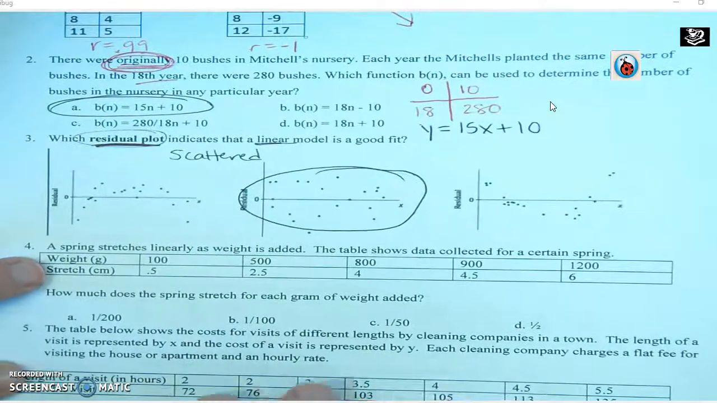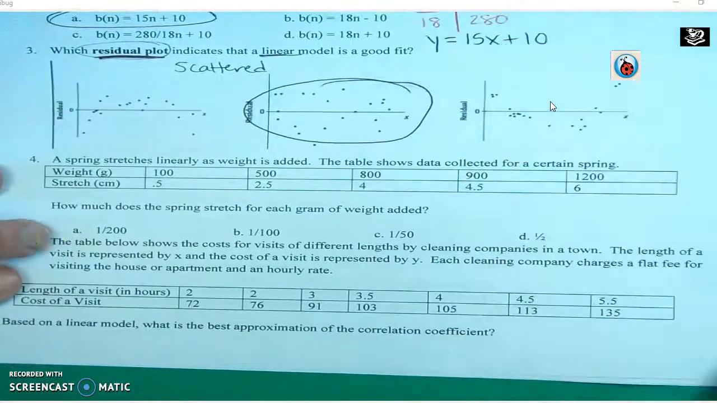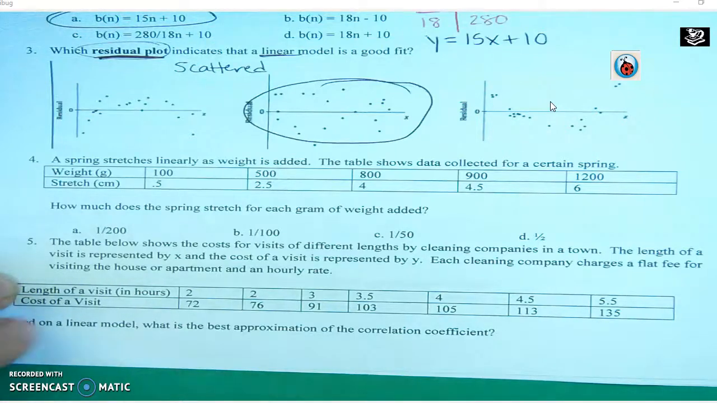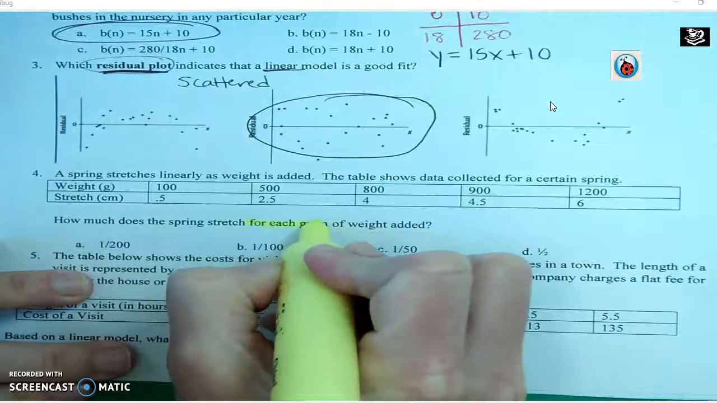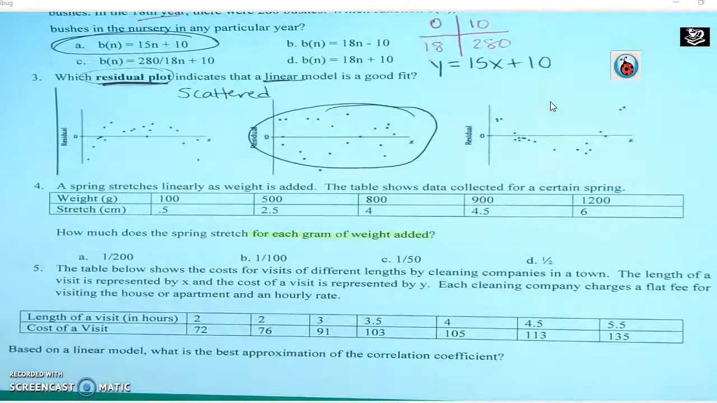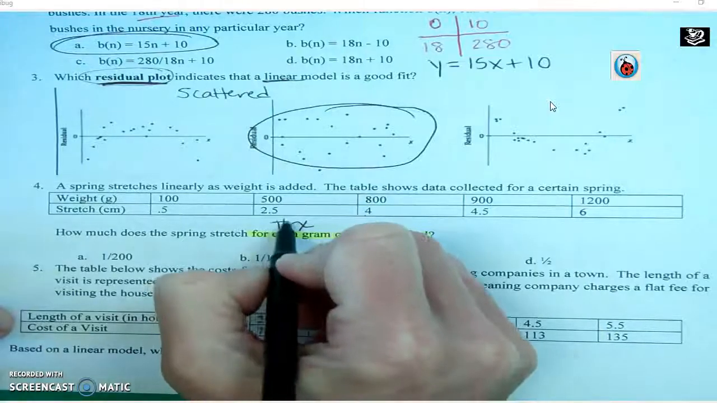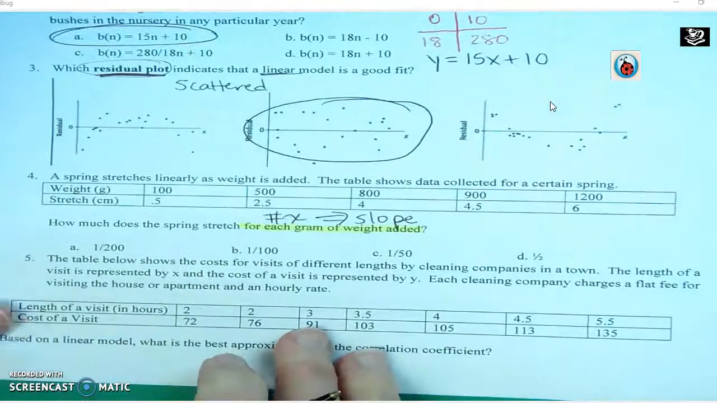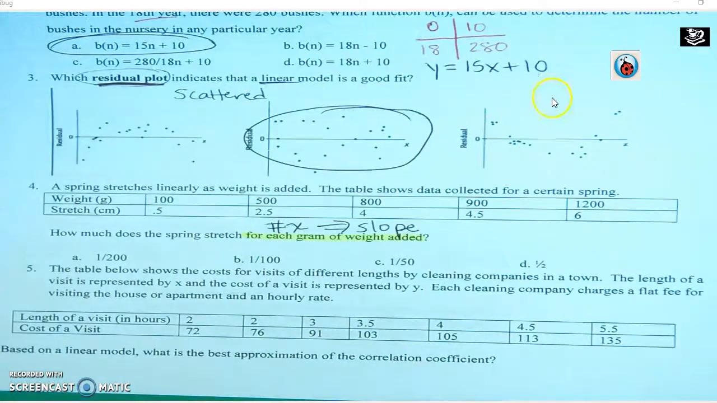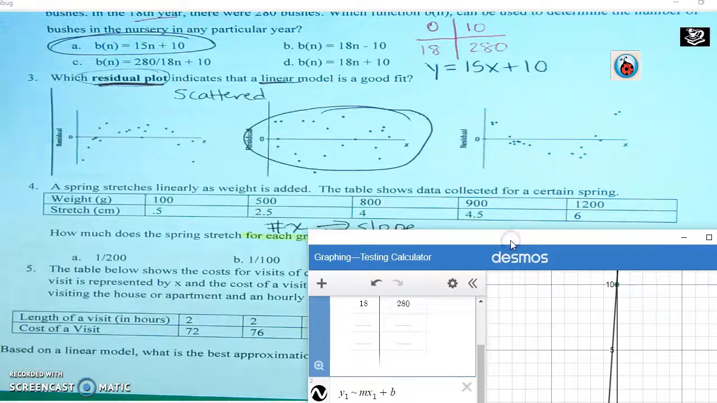Number 4, a spring stretches linearly as the weight is added. The table shows data collected for a certain spring. How much does the spring stretch for each gram of weight added? So remember, for each gram would mean that you would put an X with the number, which means that you're looking for the slope. The number with the X is your slope. So let's see if we can find these slopes. Let's put this table in Desmos and let Desmos find the slope for us.